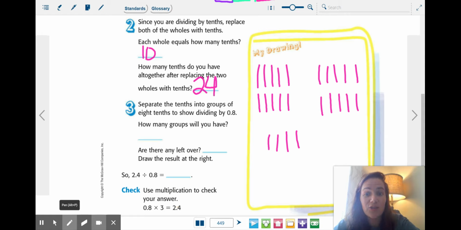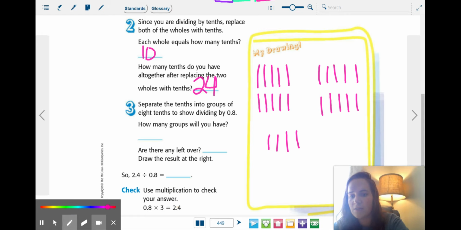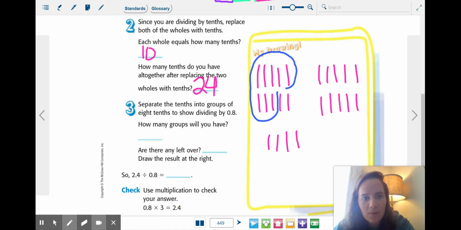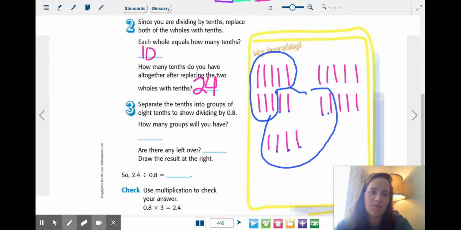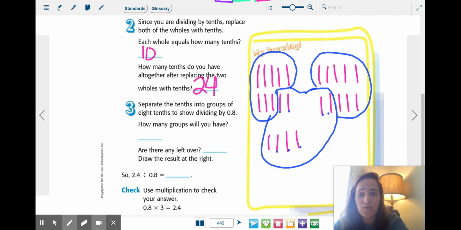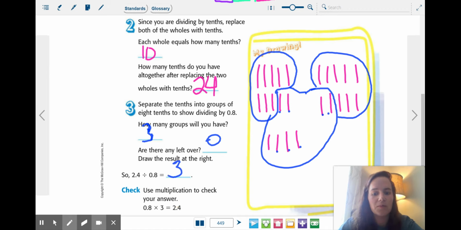So if we separate the tenths into groups of 8/10, let me switch colors here. So we do that: one group of 8/10. 1, 2, 3, 4, 5, 6, 7, 8. Here's another group of 8/10. And then here is our last group of 8/10. How many total groups will we have? 3. And are there any left over? In this case, no. We were able to make 3 equal groups. So that means that 2 and 4/10 divided by 8/10 equals 3 wholes.